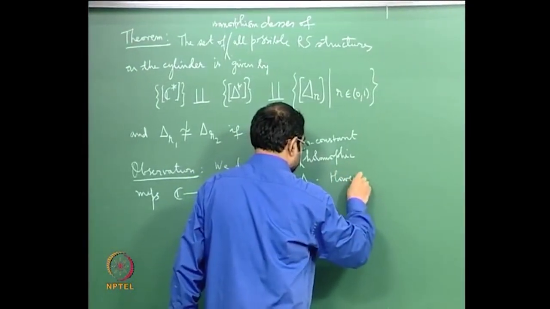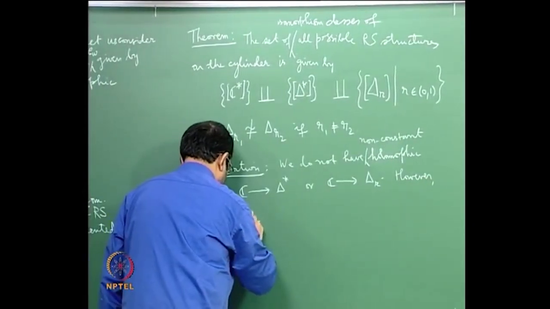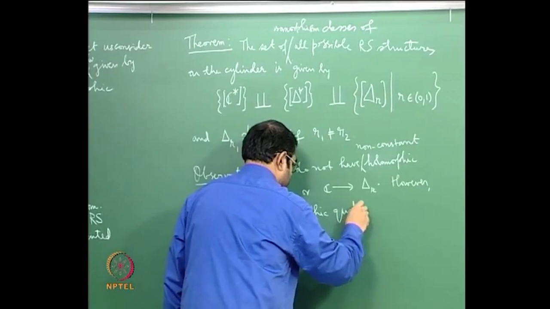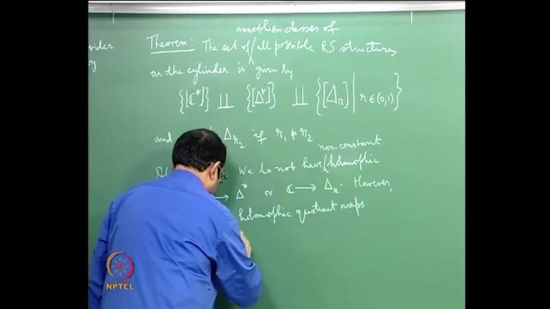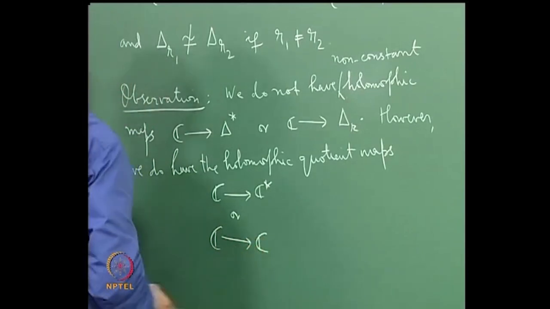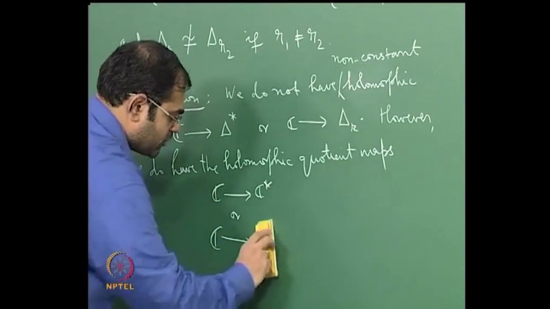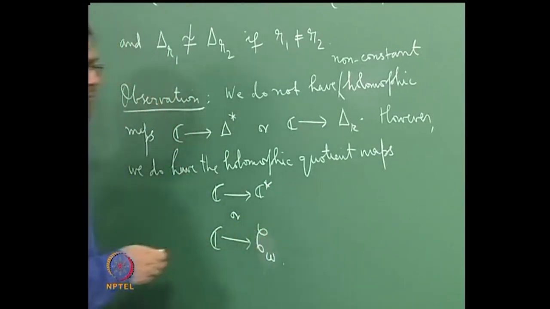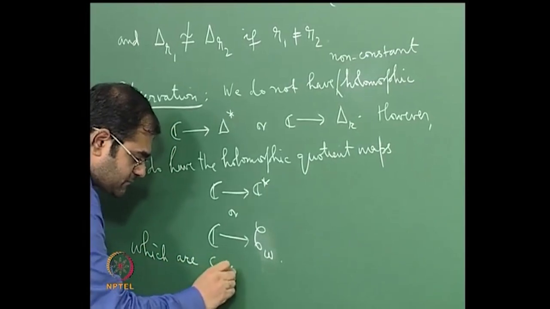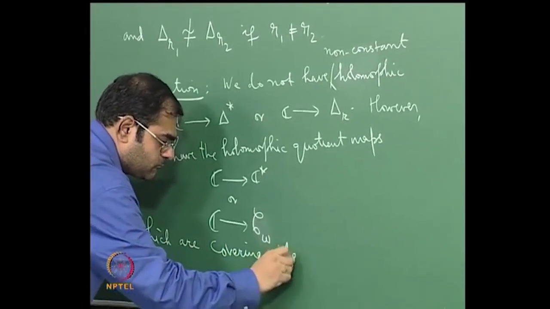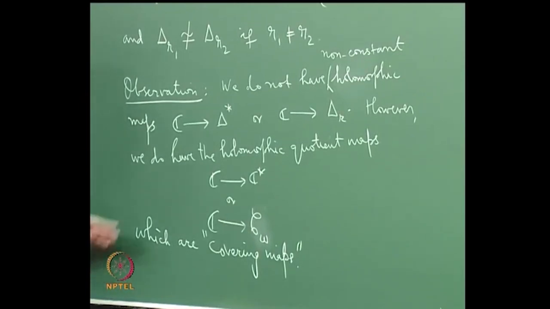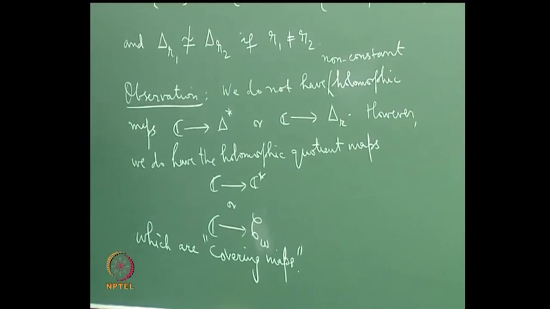However, we do have the holomorphic quotient map from C to, if you want, C star or C to C sub omega, the calligraphic C sub omega, which are covering maps. So what is the speciality of these covering maps? Let me explain that.